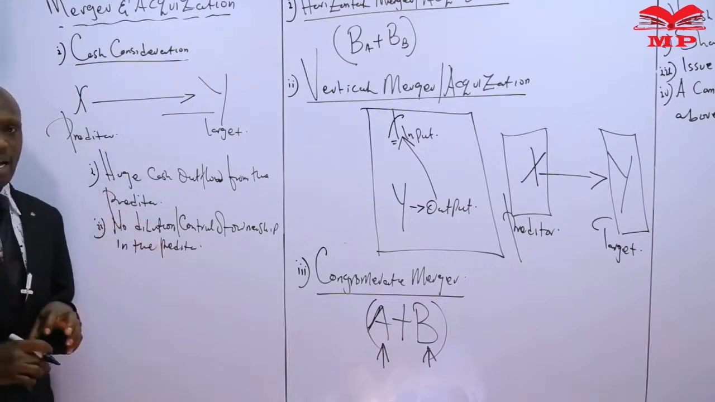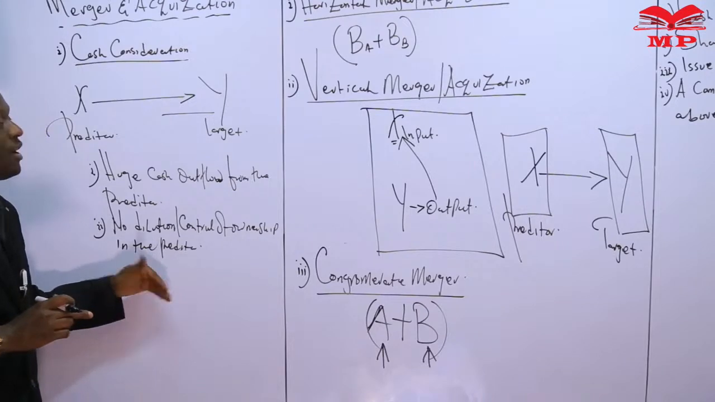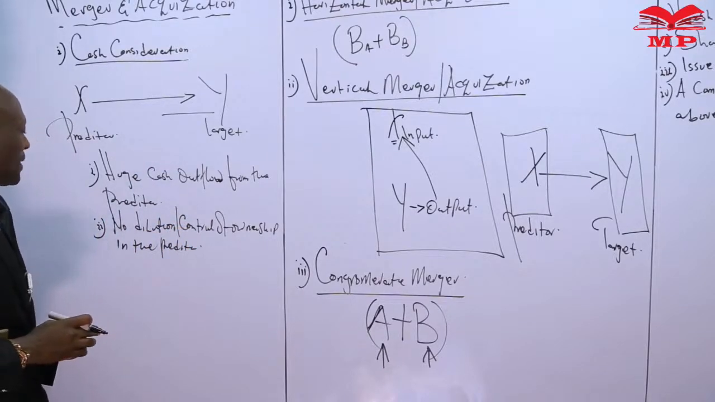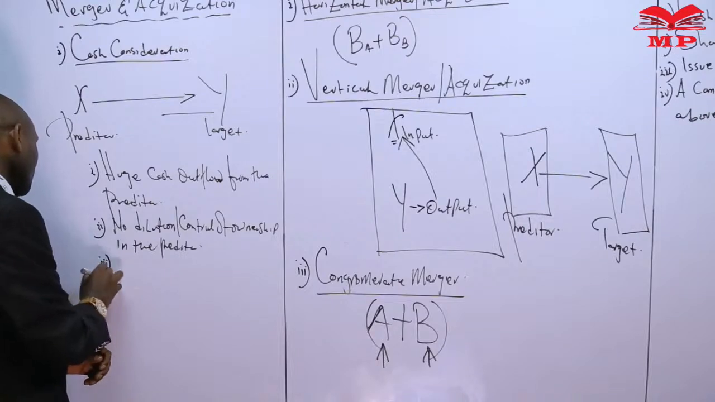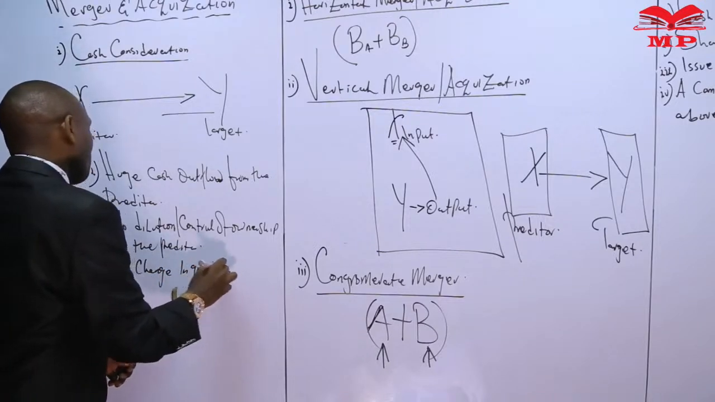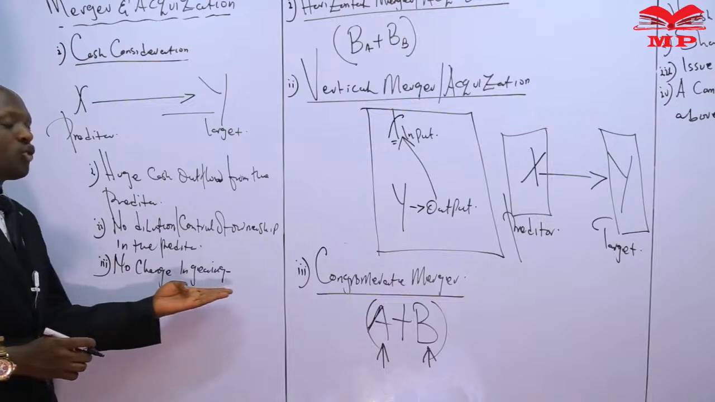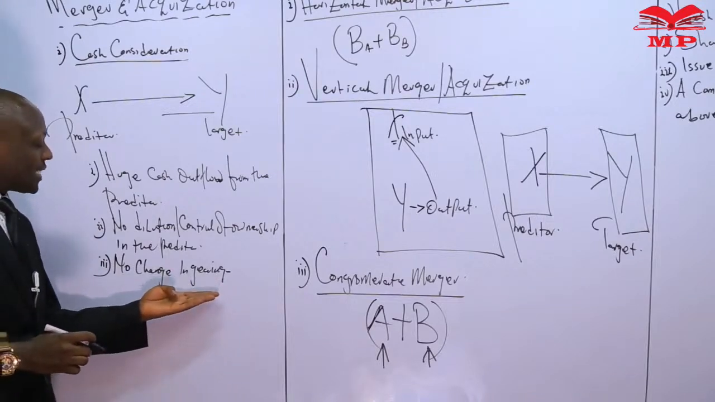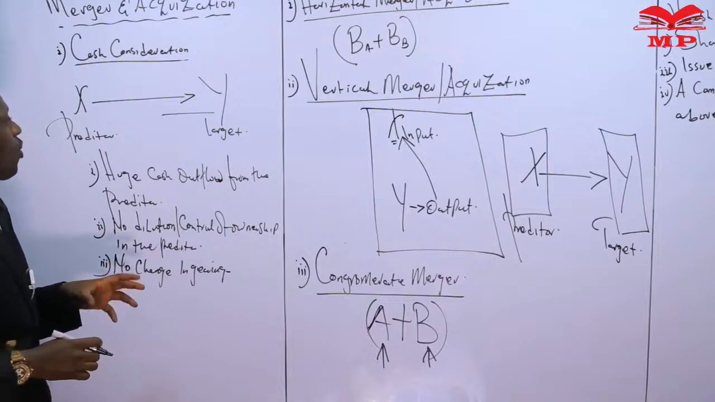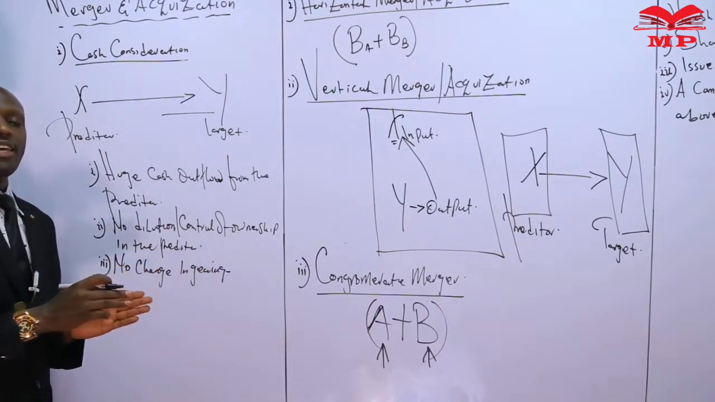The shareholders in the predator entity will retain their control or their ownership in their firm, because the shareholders of the target company will be paid in cash and they will leave their interest in the investment. The other one, number three, no change in gearing of the predator firm. The gearing level does not change. This is because there is no issue of debt. There is no change in the equity level. There is no change in the debt level of the predator firm. So as a result, when the shareholders in the target are paid, there will be no change in the amount of equity and in the amount of debt.